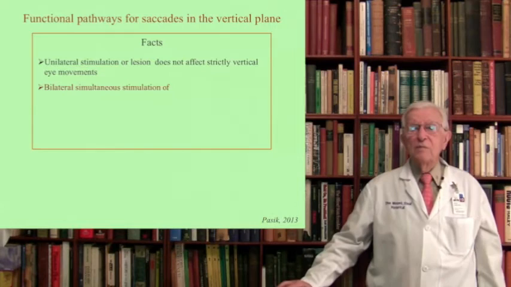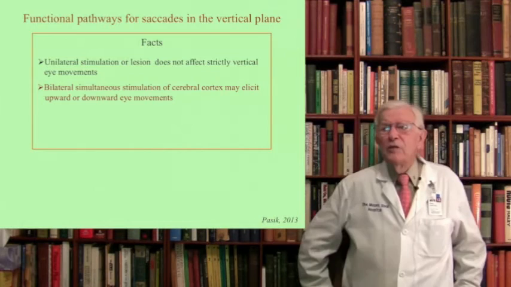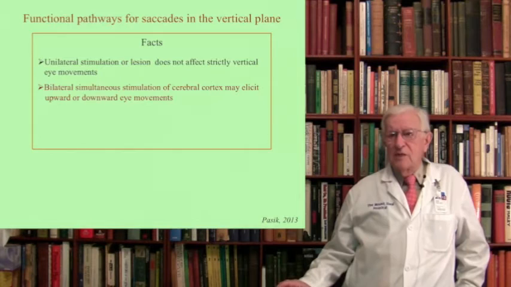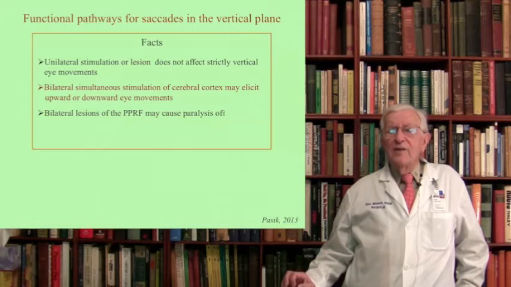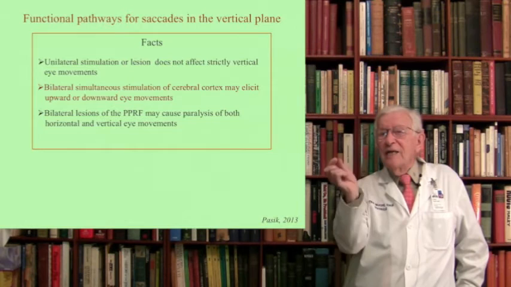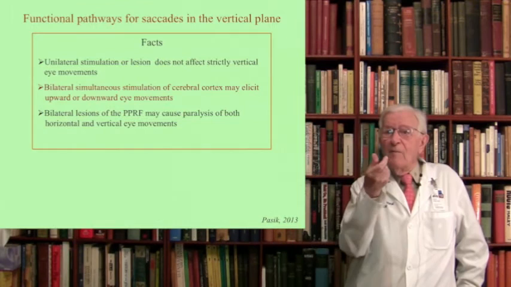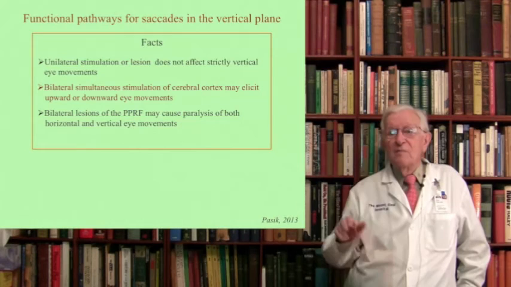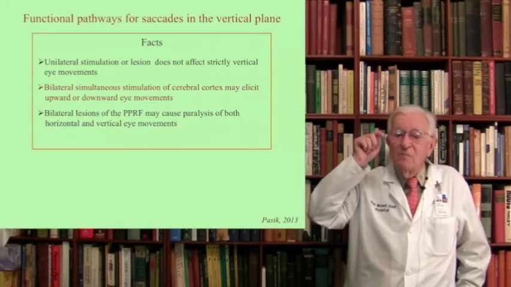Now, on the other hand, bilateral simultaneous stimulation of the cortex may elicit upward or downward eye movements. I'll show you that in a moment. But it has to be bilateral, all right? Another thing, bilateral lesions of the PPRF. Remember the unilateral lesion of the PPRF gives you a paresis of gaze to the same side, ipsilateral. And how about bilateral lesions in the PPRF? They will produce a total ophthalmoplegia, meaning that the patient will not be able to look to the right or to the left, but the patient will not be able to look up or down either.